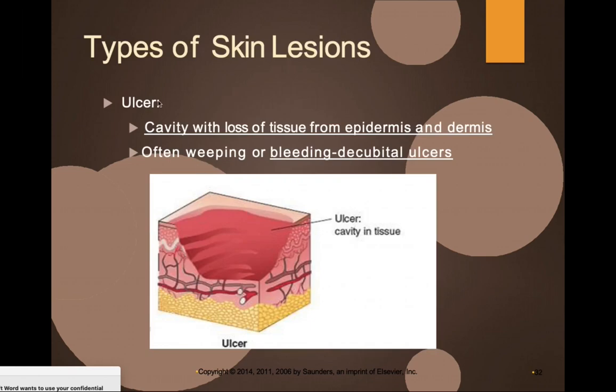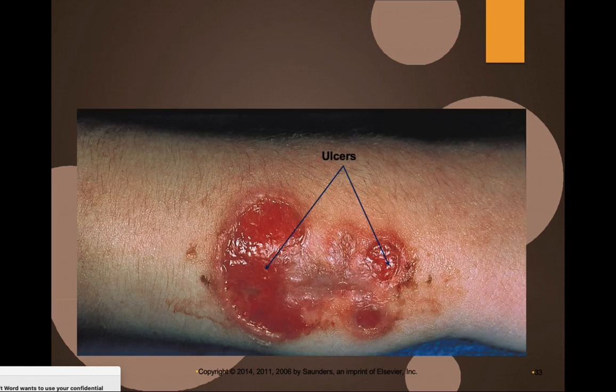We could see bleeding with an ulcer, right? This is when there's this cavity with loss of tissue from the epidermis down into the dermis. And as a result, we can have bleeding with this. This is common with bed sores. If someone is lying down in the bed and you got the elbows that are constantly irritating on the bed and they're not really moving for a while, we call them decubital ulcers. Cubital, like the cubital fossa, the elbows. Here's an ulcer.